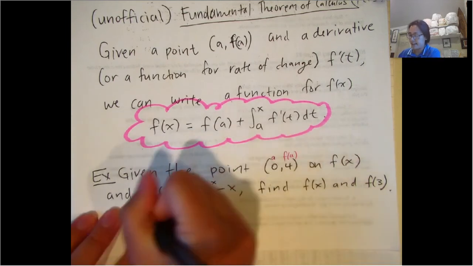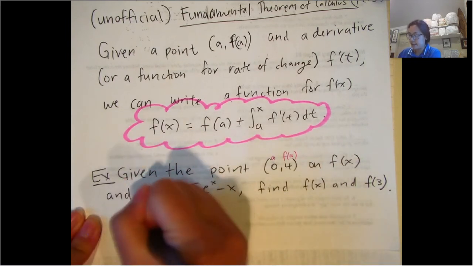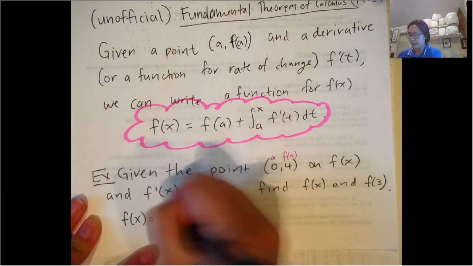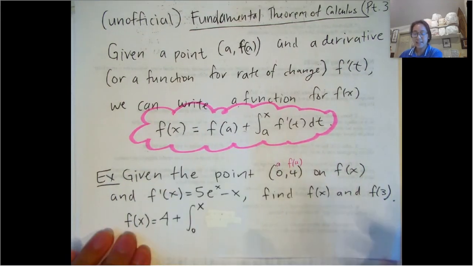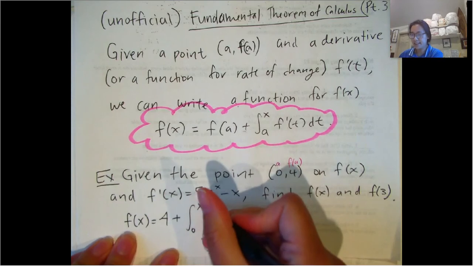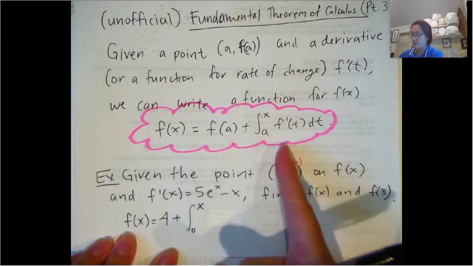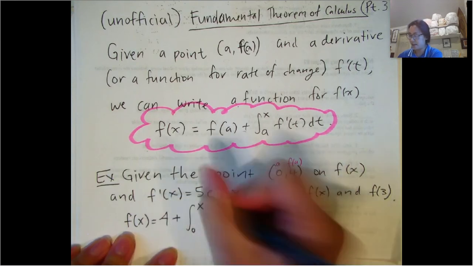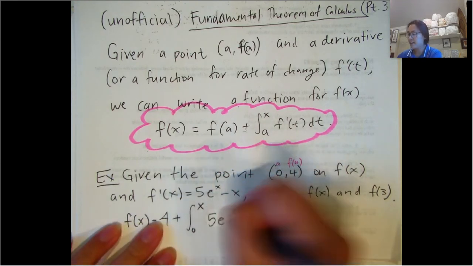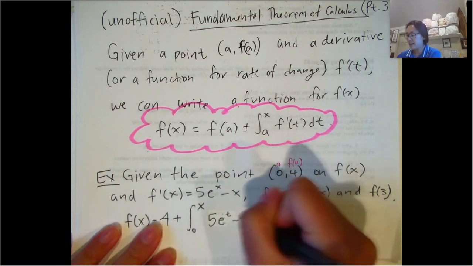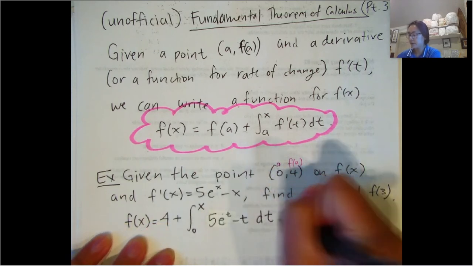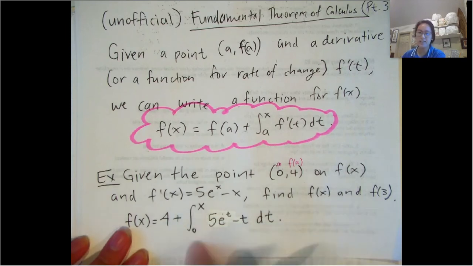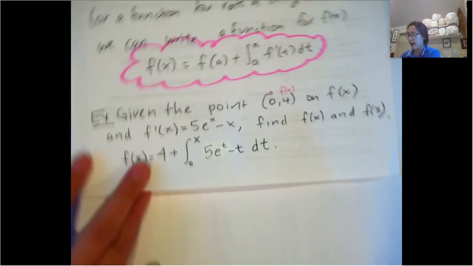So f of x then equals f of a, which is 4, plus the integral from 0 to x of f prime of t. Well, f prime of t is the derivative, and this is given here, so that would be 5e to the t minus t dt. Okay, so this is f of x. We're going to go ahead and simplify this because you can't leave an integral in your answer, of course.